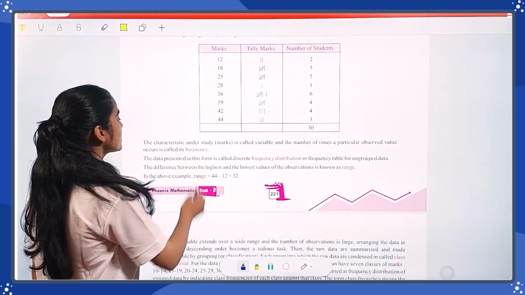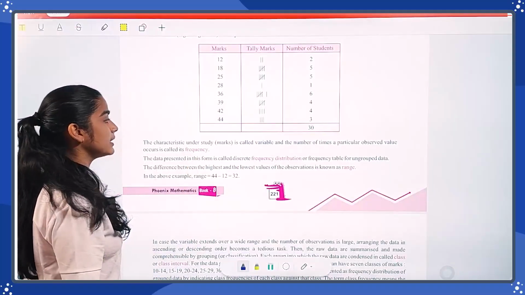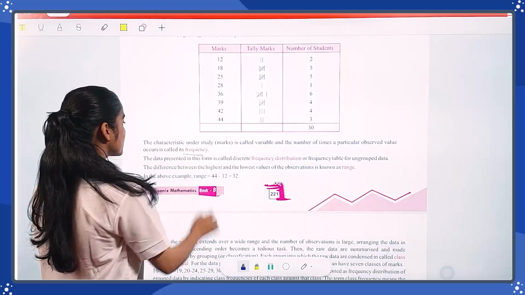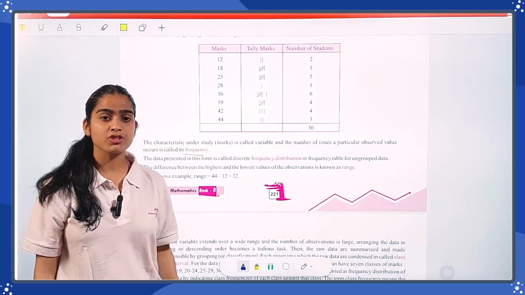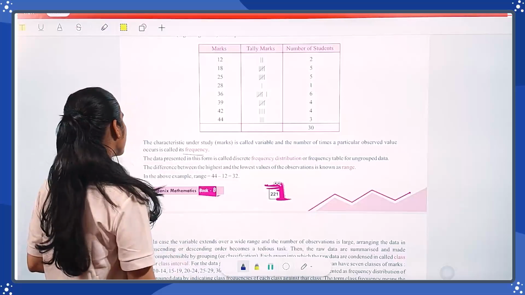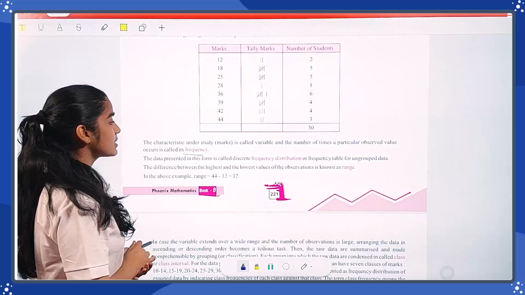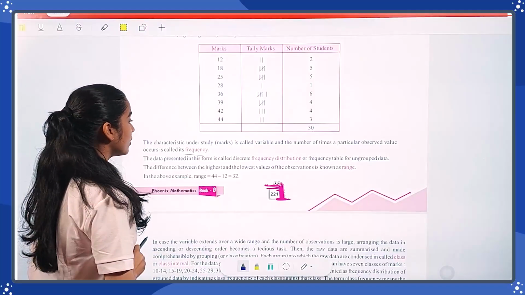Now, the characteristic under study, marks, is called the variable, and the number of times a particular observed value occurs is called its frequency. So, how many times a particular observation is repeated is called its frequency. The data presented in this form is called a discrete frequency distribution or frequency table for ungrouped data.